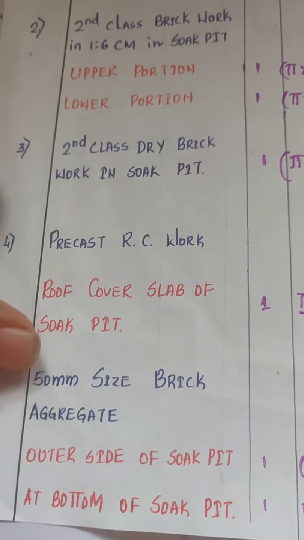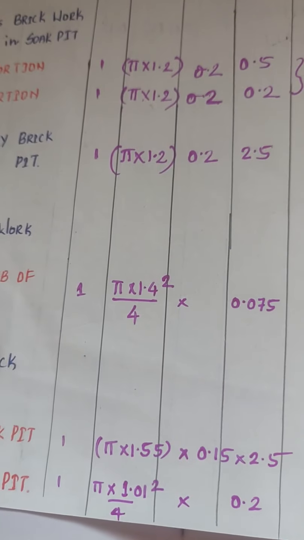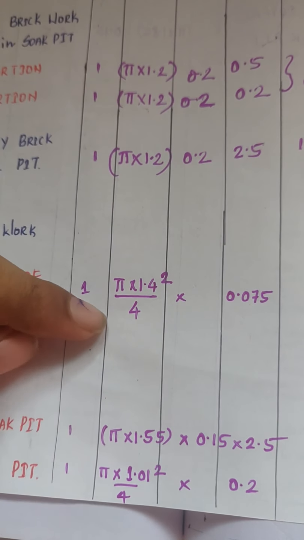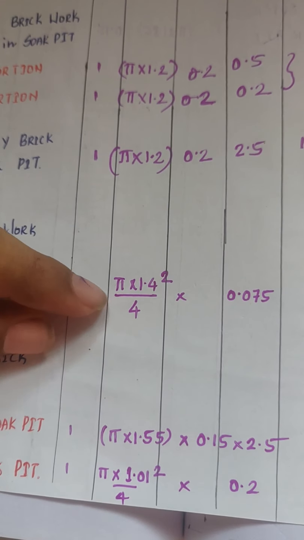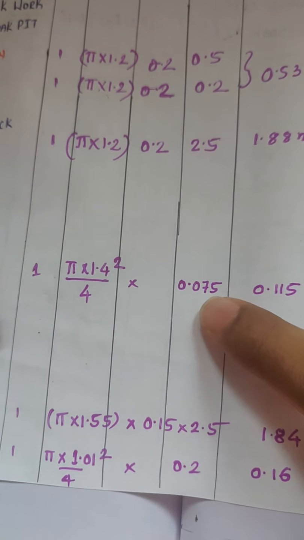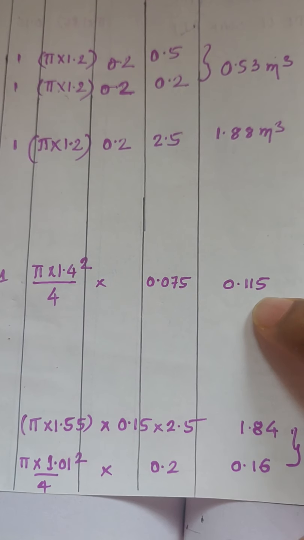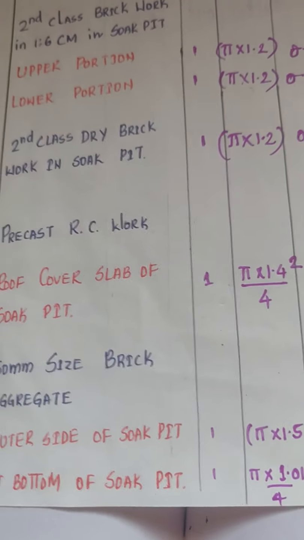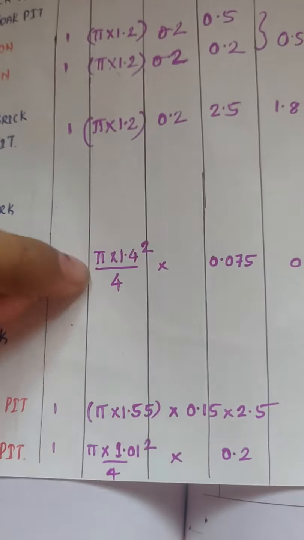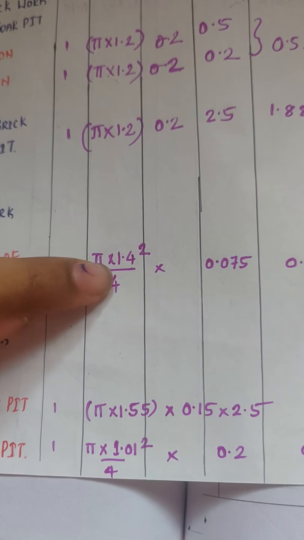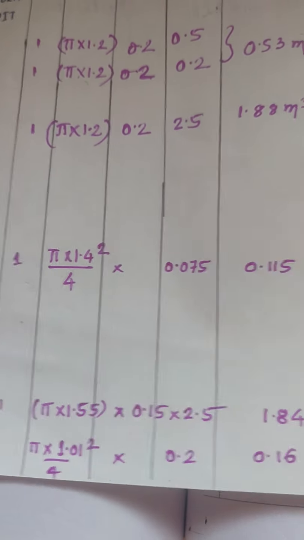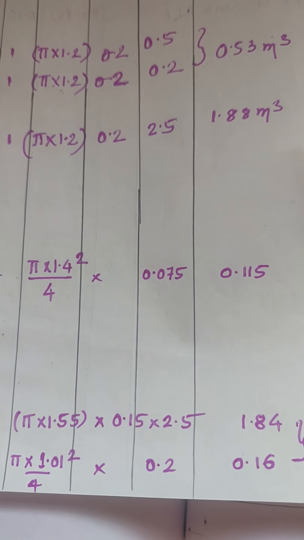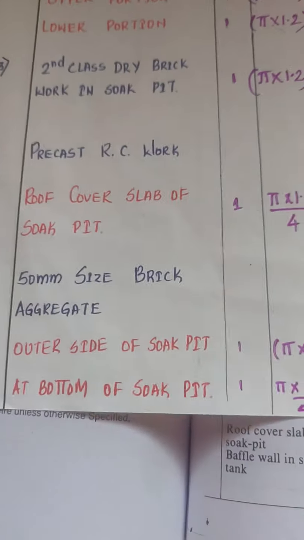So the roof cover slab of soak pit is 1 into what will be the area of that? It is circular in shape, so pi d square by 4 will be the area, and if you multiply that with the thickness you will get the volume of concrete. So roof cover slab of soak pit is pi by 4 into d square into the thickness of the slab, which is given as 7.5 centimeters. So quantity is 0.115. Right, moving on to next.